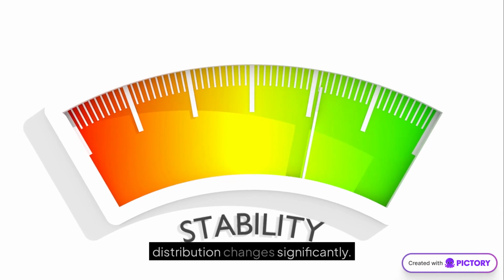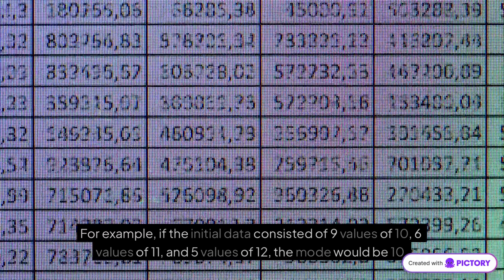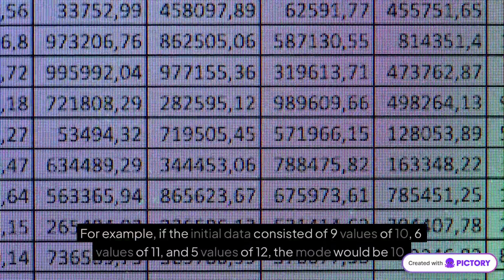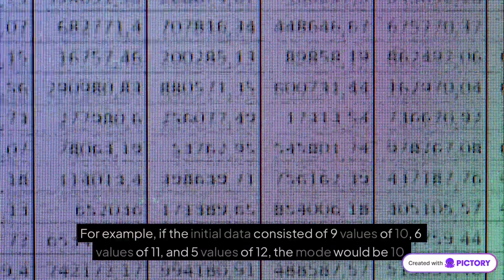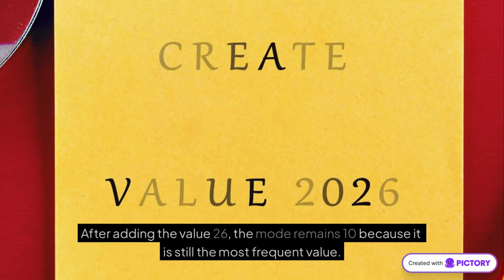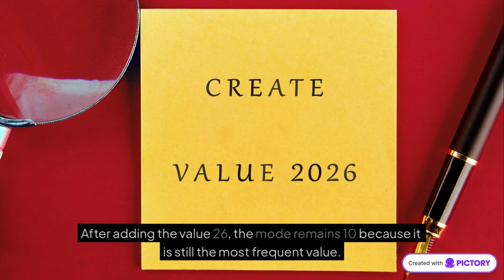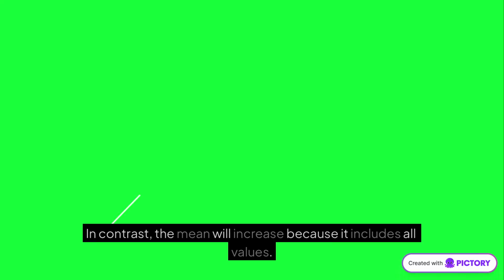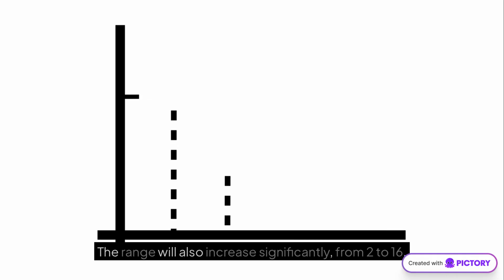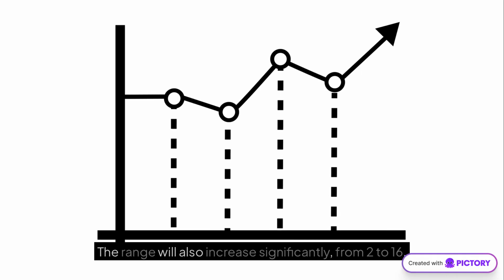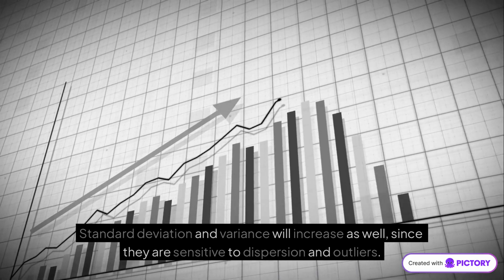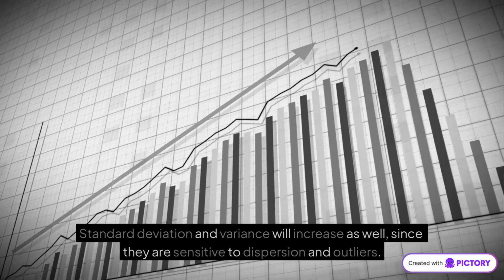significantly. For example, if the initial data consisted of 9 values of 10, 6 values of 11, and 5 values of 12, the mode would be 10. After adding the value 26, the mode remains 10 because it is still the most frequent value. In contrast, the mean will increase because it includes all values. The range will also increase significantly, from 2 to 16. Standard deviation and variance will increase as well, since they are sensitive to dispersion and outliers.